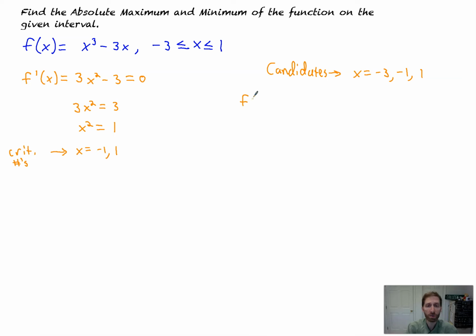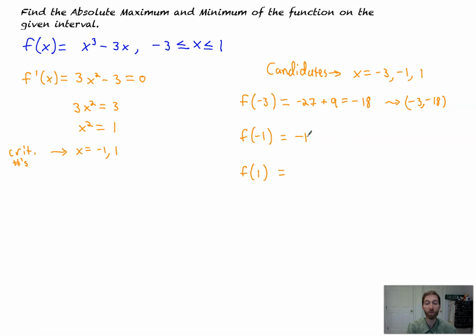So all I now need to do is find f of -3, f of -1, and f of 1. The highest y value of these is our absolute maximum. The lowest is our absolute minimum. So f of -3, I plug it in. -3 cubed is -27. -3 times a -3 is going to be a plus 9. Again, all I'm doing is plugging -3 into this. -27 plus 9 is equal to -18. So that's the point -3, -18. Okay, that's our first candidate. Are there other y values higher or lower than this? That's our question. Now I'm going to plug in -1.